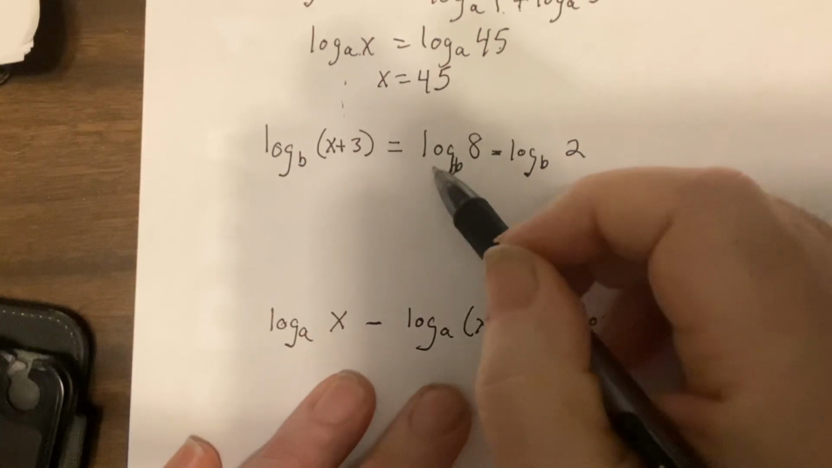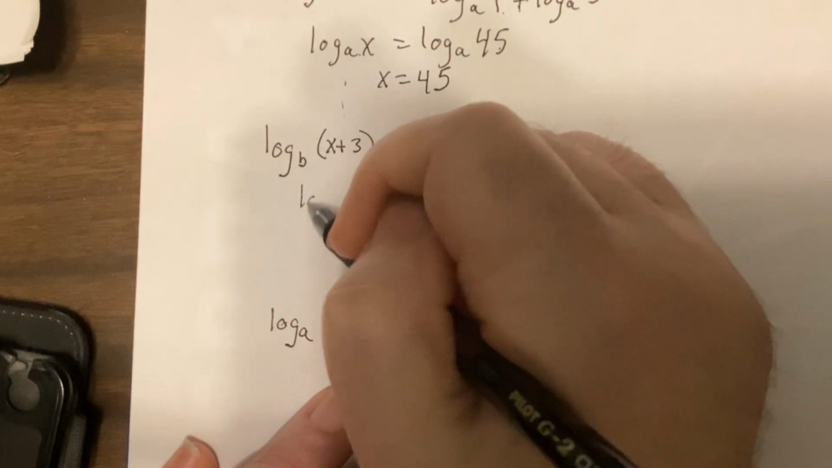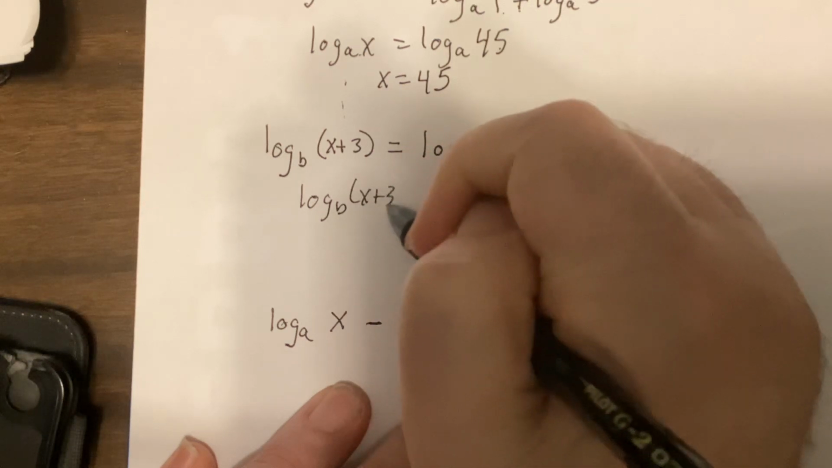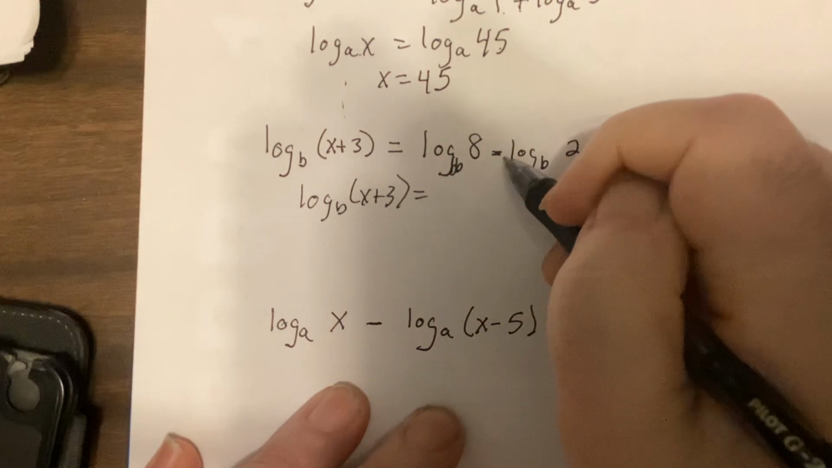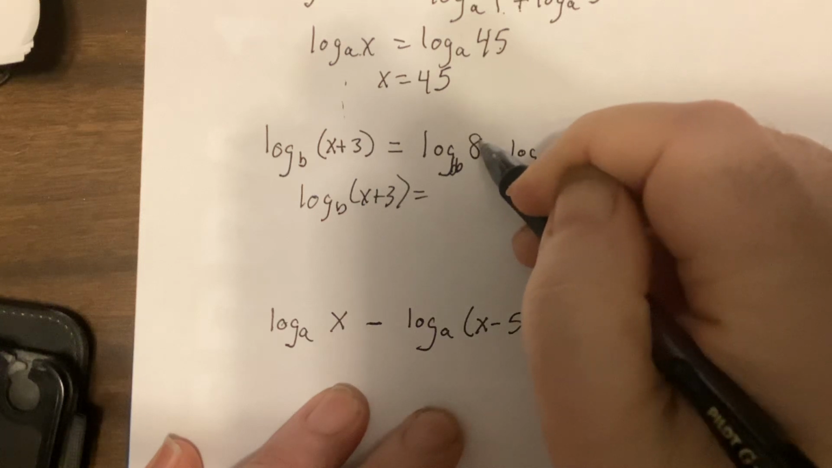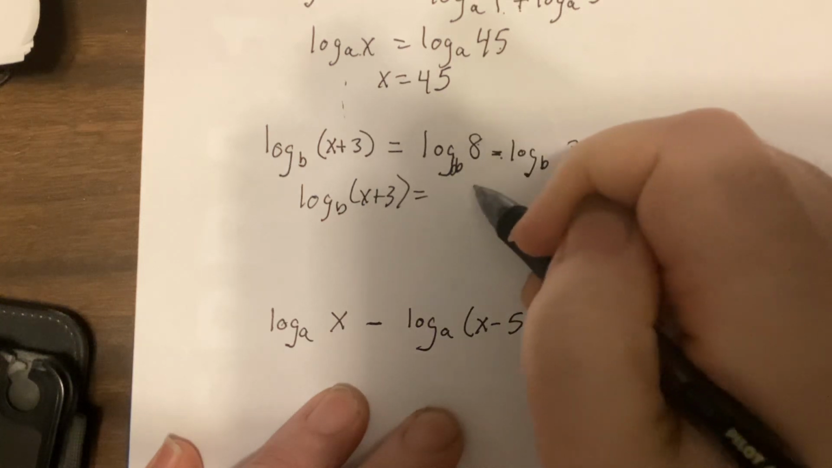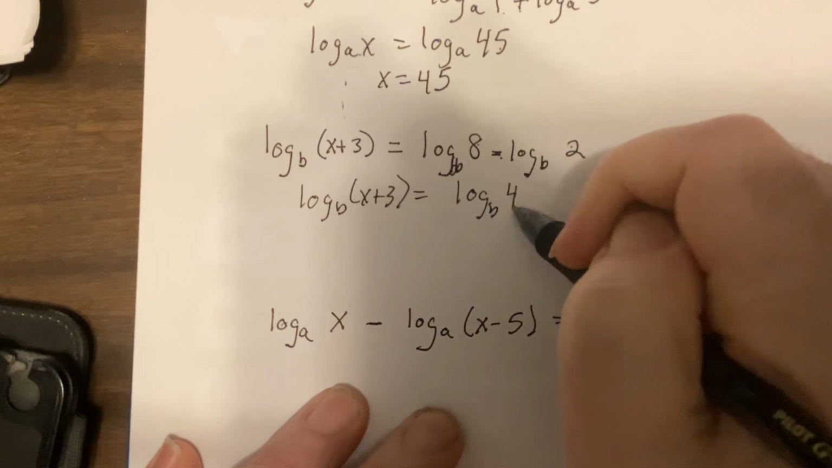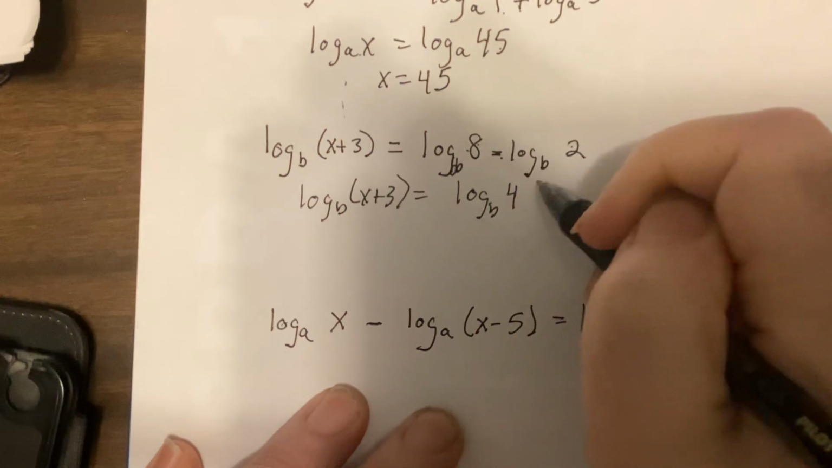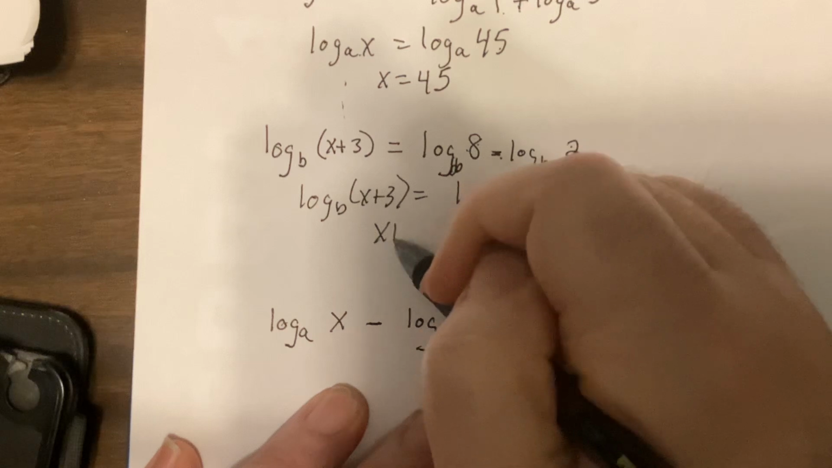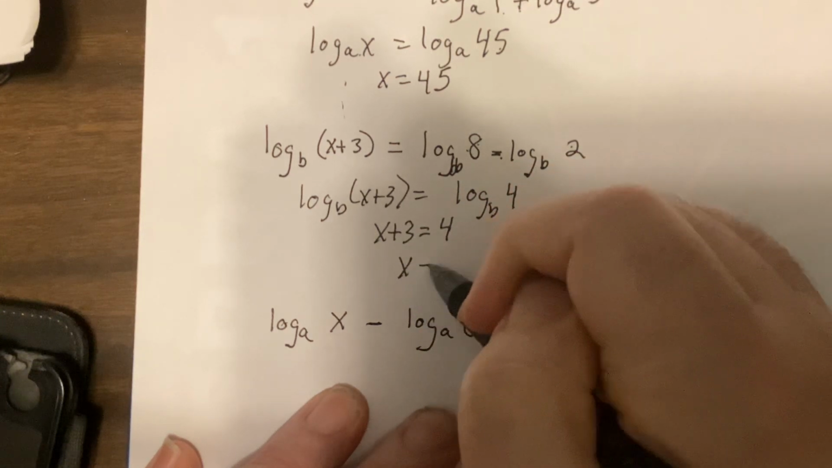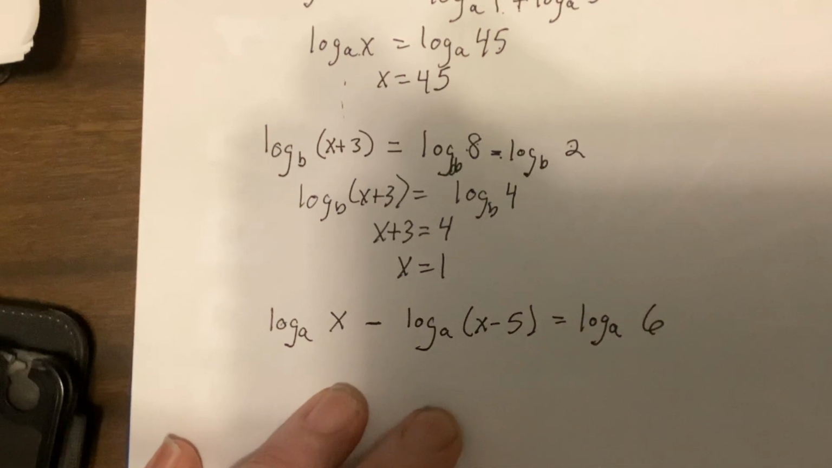So I got to get this to 1 log. So I get log base b of x plus 3 equals, subtraction means you divide the inside. So this would be log base b of 4, 8 divided by 2. So x plus 3 has to equal 4, so x equals 1.